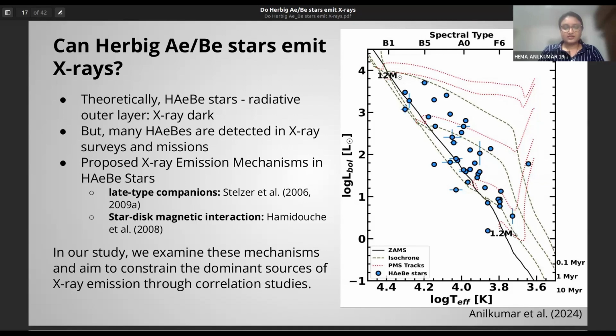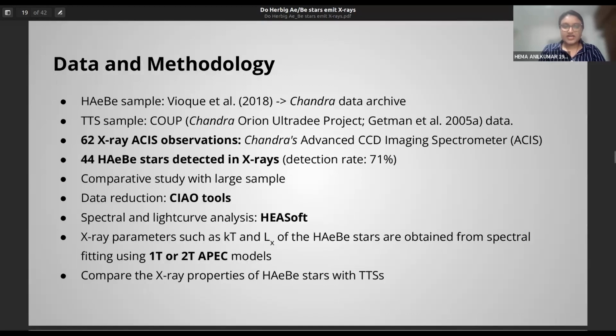Earlier, many studies were performed, and they suggested late-type companions and star-disk magnetic interaction as the possible X-ray emission mechanisms in these stars. So in our study, we examined these mechanisms, and we aim to constrain the dominant sources of X-ray emission through correlation studies.